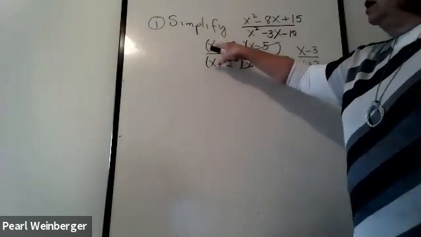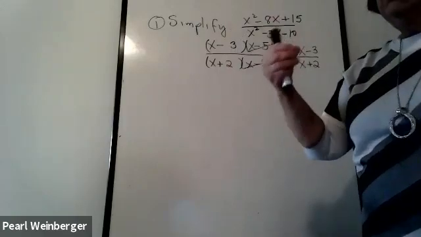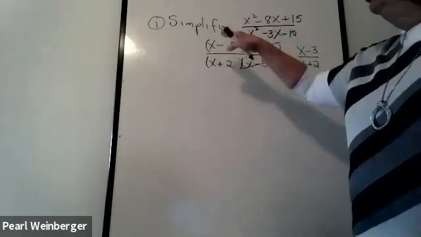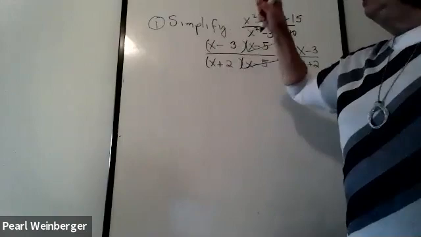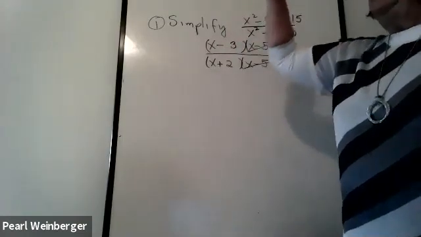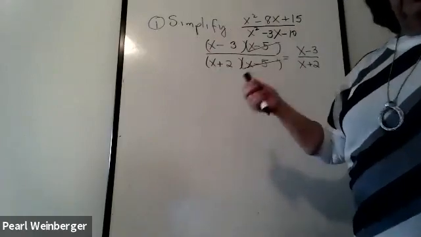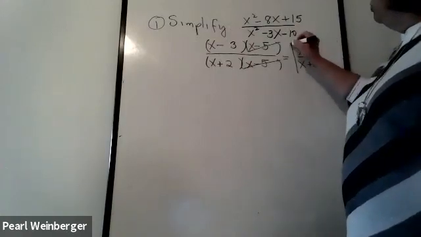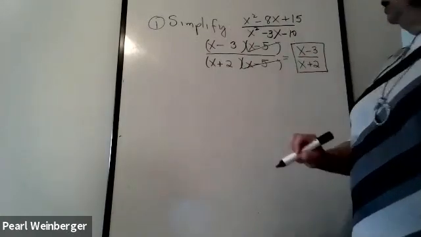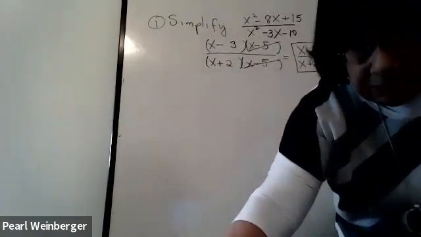When the signs are minuses and the order is switched, they're the same number, but they're opposite signs. But in this case, when there's a minus, if there would be an x minus 3 and a 3 minus x, you'd have to put a negative 1 in the place of one of them. Usually we put it in the numerator. But in any case, the answer to this question is x minus 3 over x plus 2. Are there any questions about this?